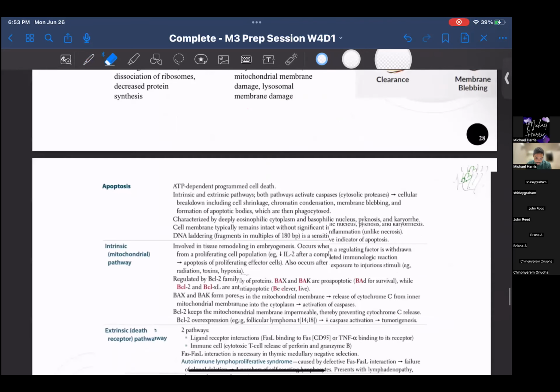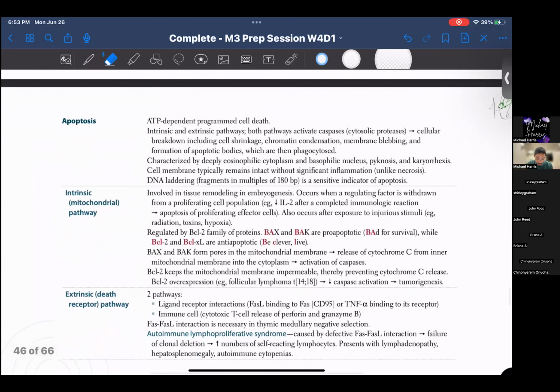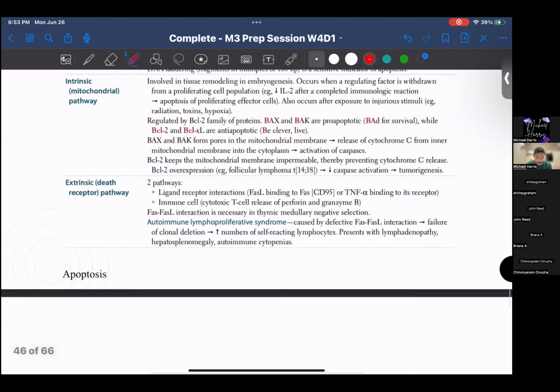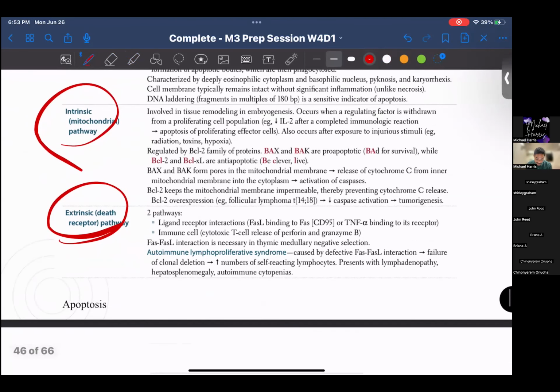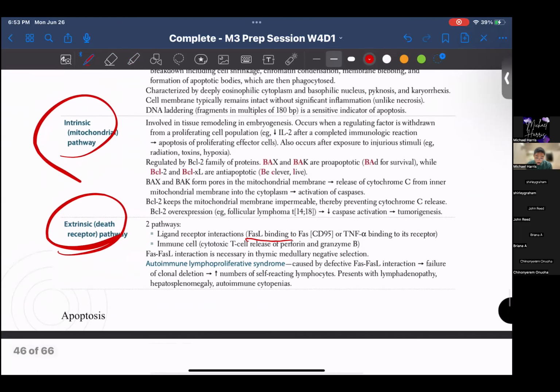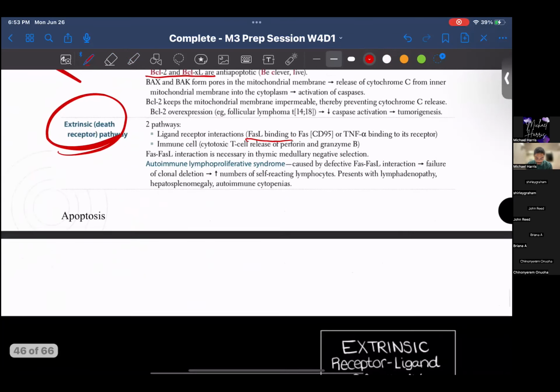So here it's talking once again about ATP-dependent programmed cell death. You already know the different types, intrinsic versus extrinsic, which we talked about: the Fas ligand with the CD8 cells, or, intrinsic-wise, the BCL2 versus the BAX. The BAXs are the pro-apoptotic, the BCL2 are the anti-apoptotic.